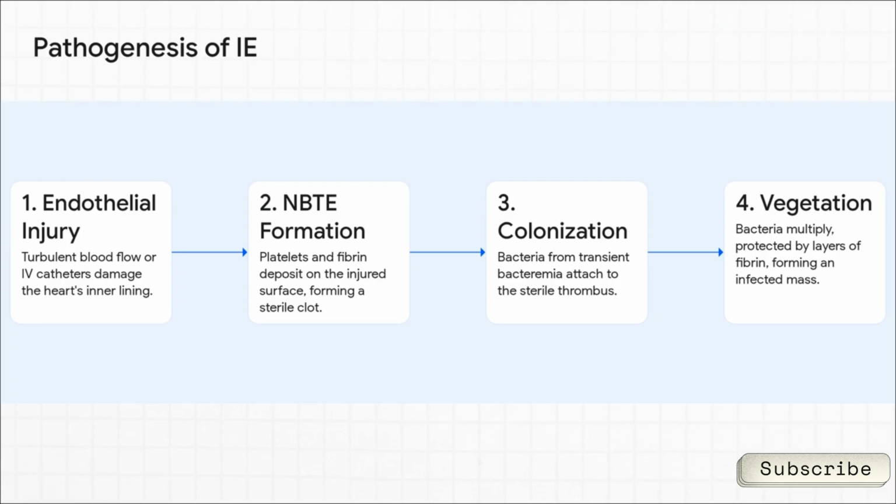Step 3, bacteria get into the bloodstream, and this can happen from something as simple as brushing your teeth. These bacteria are just floating by, and they see that sterile clot as the perfect place to land and stick. And finally, step 4, they start to multiply, protected by more layers of fibrin, and that's how they build that infected vegetation, which can then break off and cause problems all over the body.